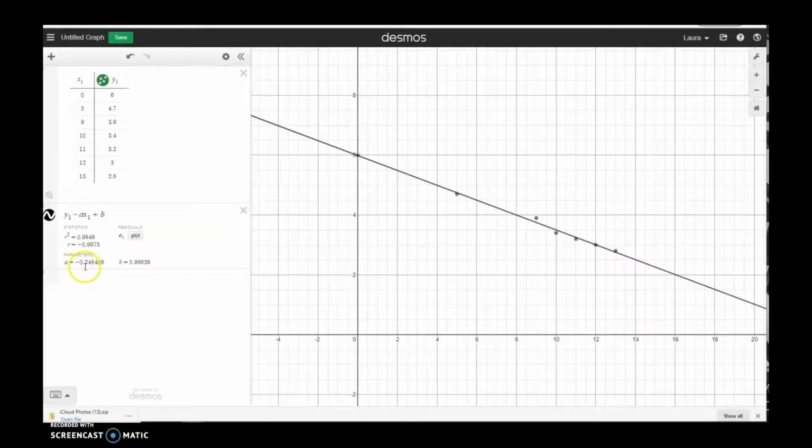The A here is negative 0.248, and that's the A in our linear regression model. The B is 5.986, and that is the B here. So these two numbers, these parameters, will tell us what the line is. And in a minute, I'll tell you about this r squared number. It's an important number too.